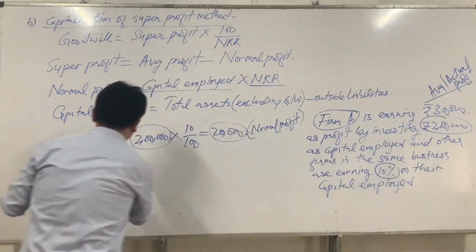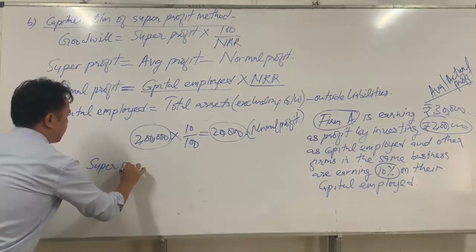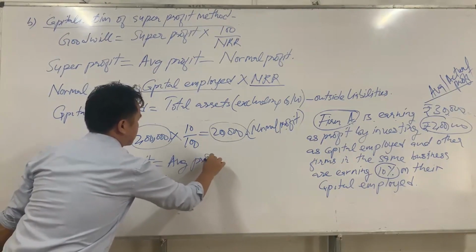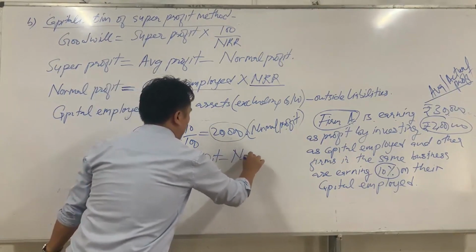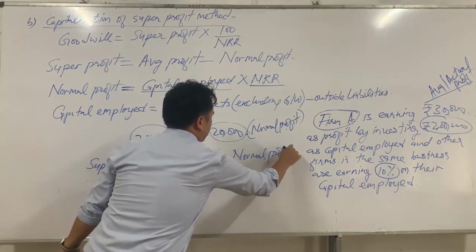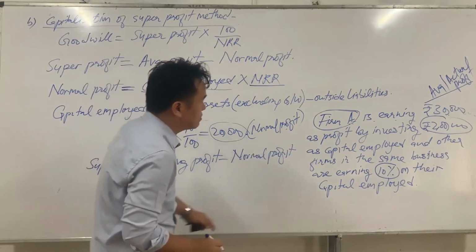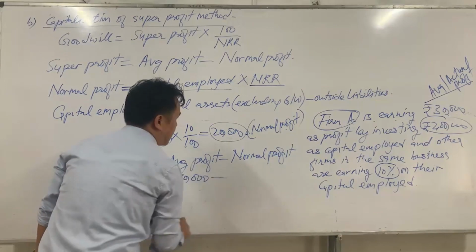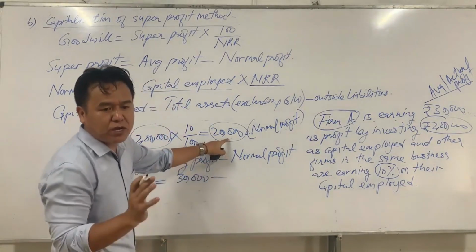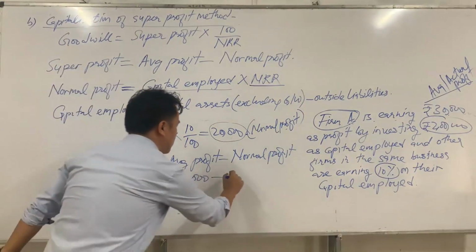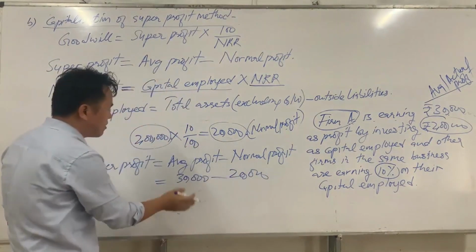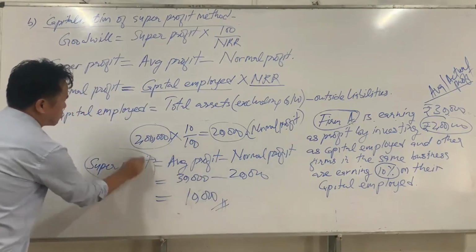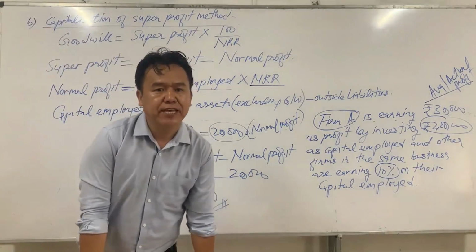What is the formula of super profit? Super profit is equal to average profit minus normal profit. Okay, what is the value of average profit? Average profit is 30,000. Actual profit of the firm is 30,000. And what is normal profit? The profit which the firm is supposed to earn on the basis of capital employed, which is 20,000. So if we deduct 20,000 from 30,000, how much will we get? We will get 10,000. So 10,000 is the super profit of the firm. Is that clear for you?